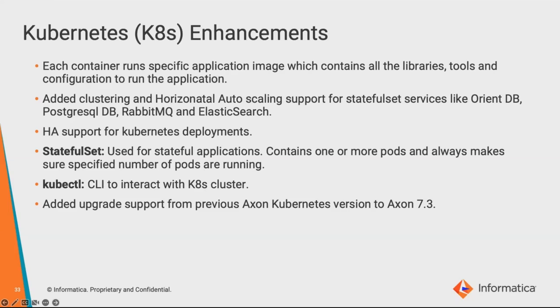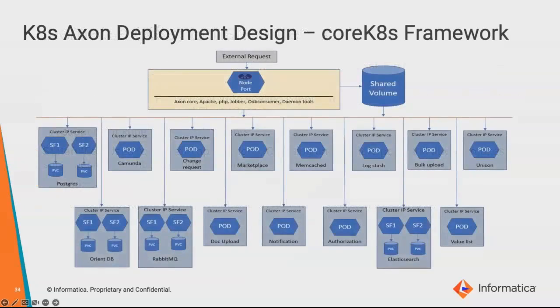If you have a Kubernetes deployment on the 7.2x, which we initially started, you have the upgrade capability as well. No need of going with a fresh deployment. You can go with the upgrade. A quick look at how the framework looks. You can see here the Postgres or the OrientDB or the RabbitMQ, which are the stateful services deployed on multiple pods. So if one pod goes down, the other comes up immediately. That is how the HA is achieved.